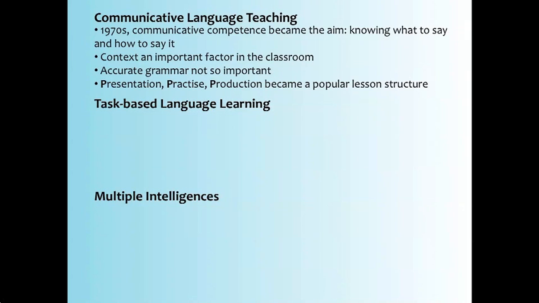Communicative language teaching was established in the 1970s, and the goal of this approach was to communicate competently, that is, to get your meaning across successfully. In order to do this, you need to know what to say and how to say it, which may be different depending on the context. For example, who you're talking to and the urgency of the situation both impact what kind of language you choose to get your meaning across most effectively.